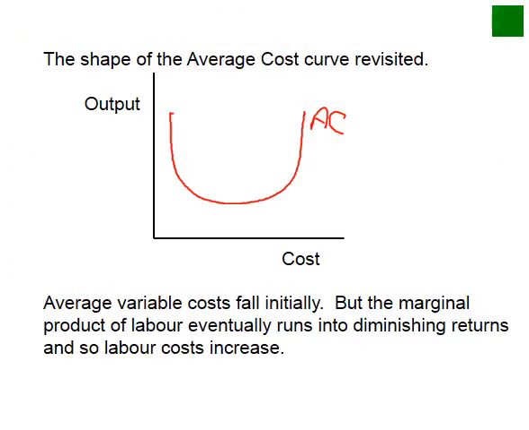So the shape of the average cost curve revisited. Again, you want to know this very, very well. It's basically U-shaped, average cost. Average variable costs fall initially, and then the marginal product of labor eventually runs into diminishing returns, and so labor costs increase.